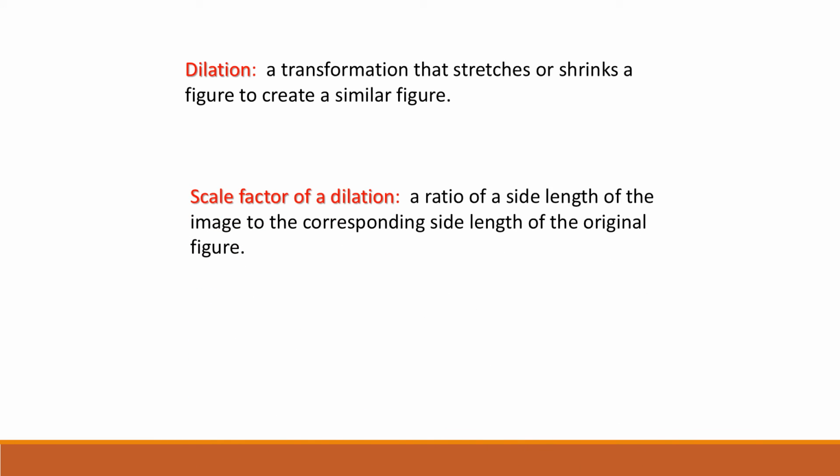Scale factor of a dilation is a ratio of a side length of the image to the corresponding side length of the original figure. Again, the ratio of the side length of the image, the new one, to the corresponding side of the original. Remember, that's your fraction. So now, let's say K is our scale factor. It's a reduction if that K is between 0 and 1. That would be like if you had a 1 to 2 factor. The enlargement K, if it's greater than 1, then it's going to get bigger. So that would be like your 2 to 1.